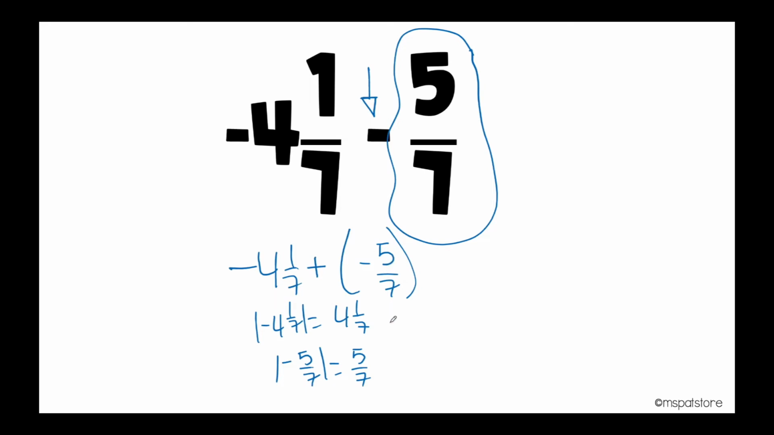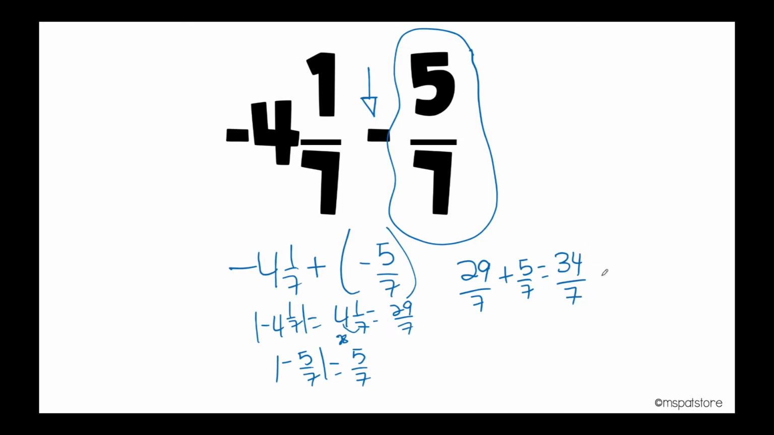have in common. Before I actually add them, I am going to change this mixed number into an improper fraction. 7 times 4 is 28, and then plus 1 will be 29 out of 7. Now I'm ready to add their absolute values. 29/7 plus 5/7. As they have the same denominator, I do not have to look for the least common denominator. I just add my numerators and keep the same denominator. 29 plus 5 is equal to 34, and I will keep the same denominator.